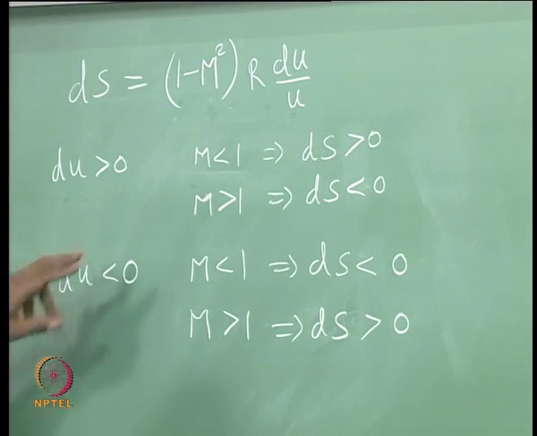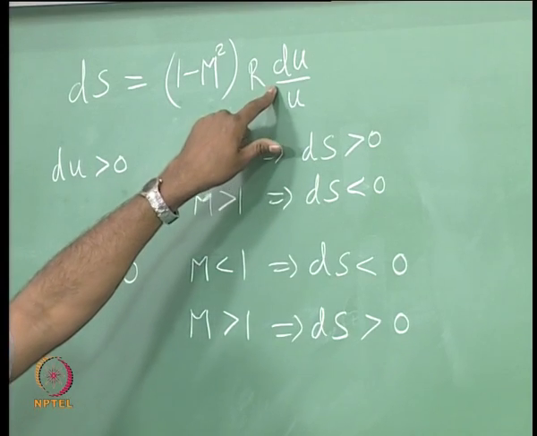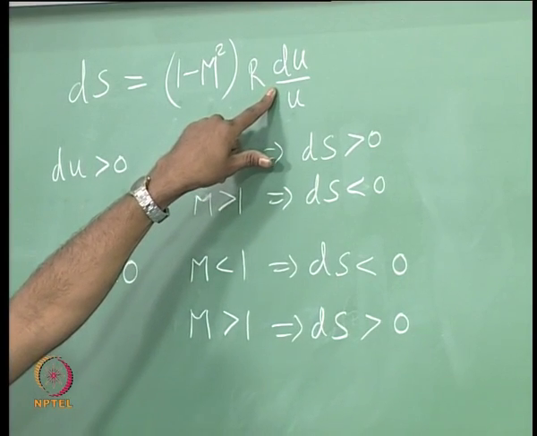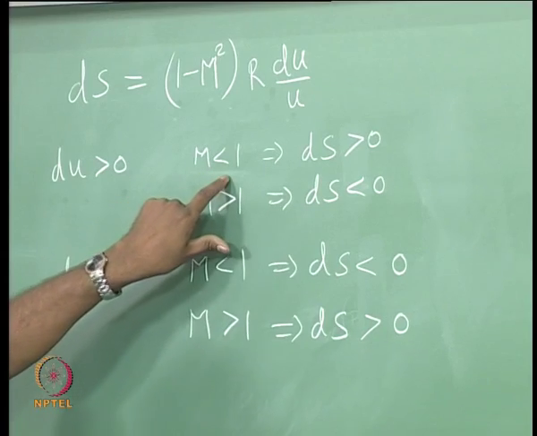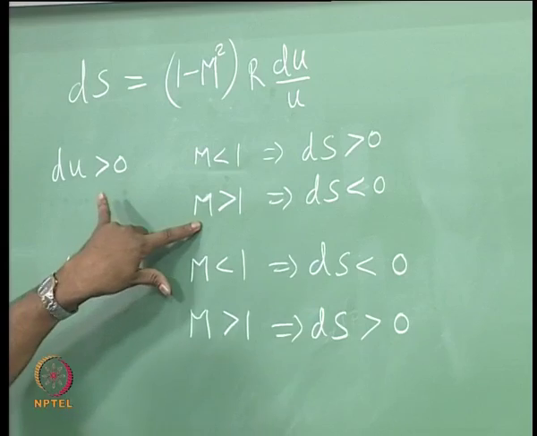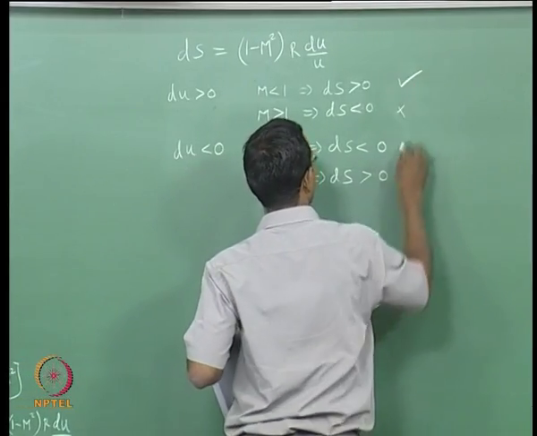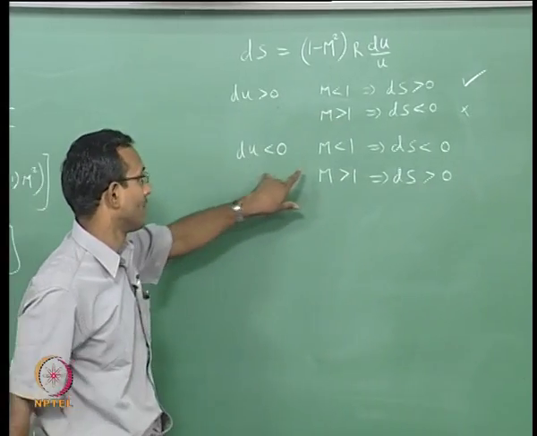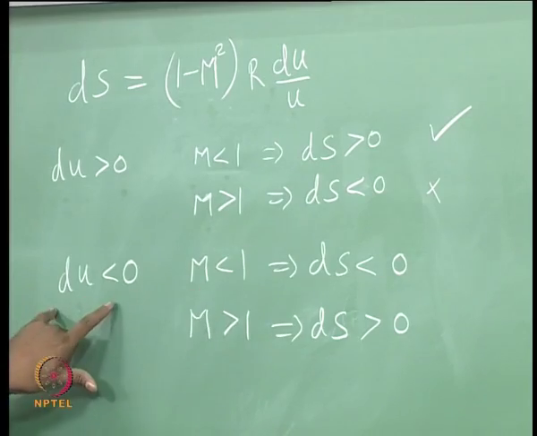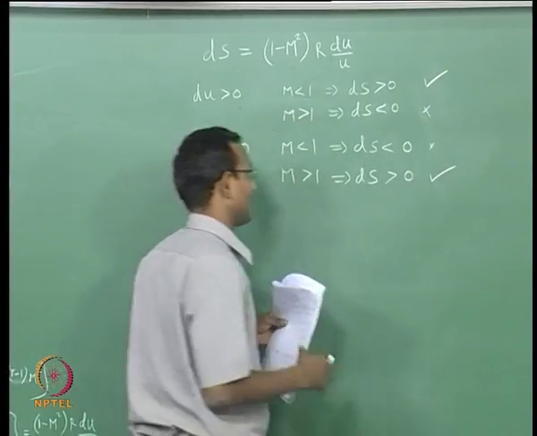So we are finding that du greater than 0, that is, I am going to have increase in velocity if my Mach number is less than 1. If my Mach number is more than 1, I cannot have increase in velocity. So this is not possible, this is possible. When my Mach number is less than 1, I cannot have decrease in velocity. I can have only increase in velocity.